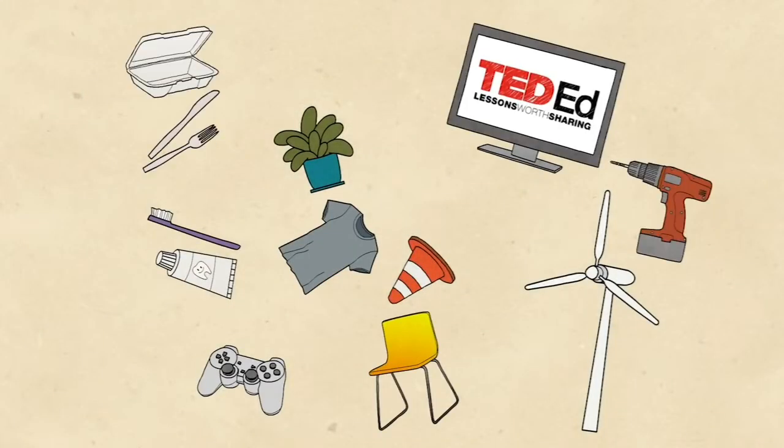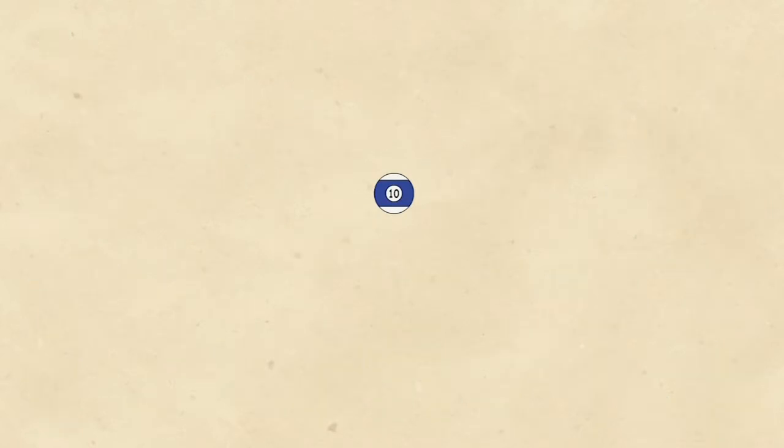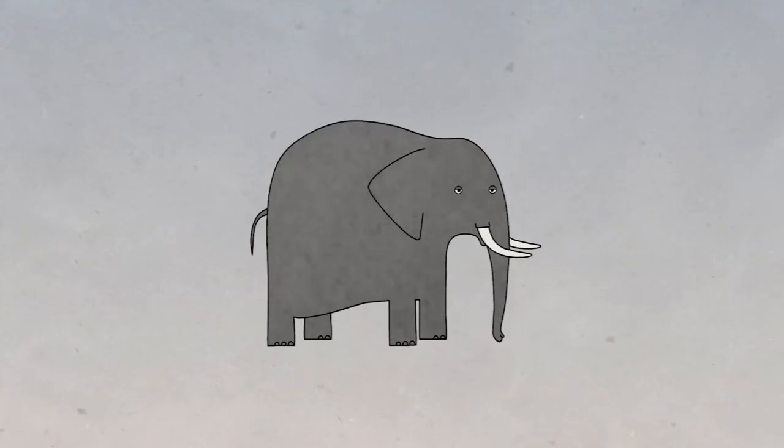Today, plastic is everywhere. All of this plastic originates from one small object that isn't even made of plastic. For centuries, billiard balls were made of ivory from elephant tusks.